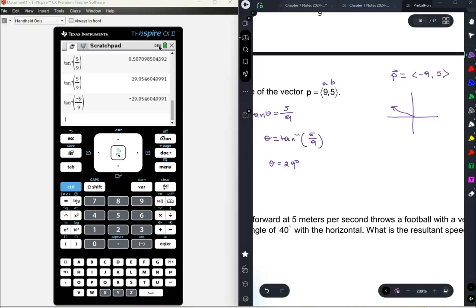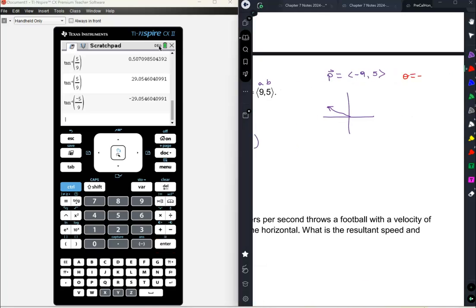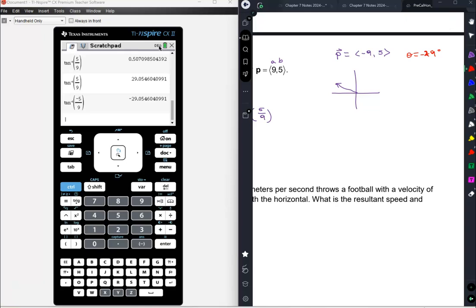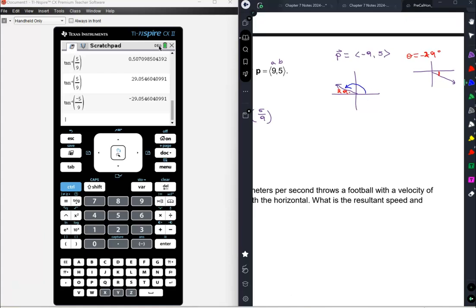So this gives you theta equals negative 29 degrees. What you want to take is the reference angle of that. What's the reference angle for negative 29? The reference angle is 29. Because look, it's right here. The reference angle is always the absolute value between the terminal side and the nearest x-axis. So that's the reference angle, 29. Now the angle that you want is this. So that's going to be 180 minus 29, which is 151.